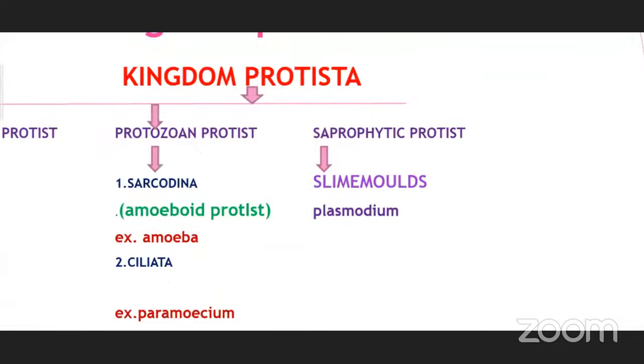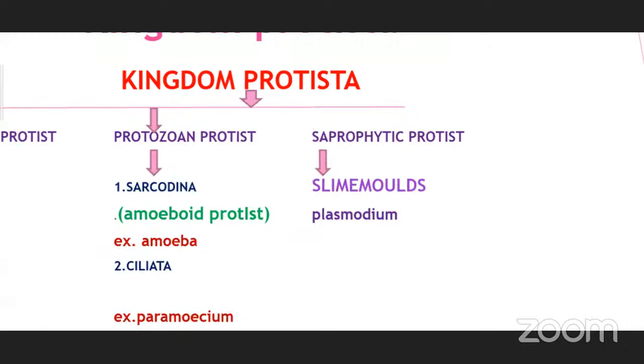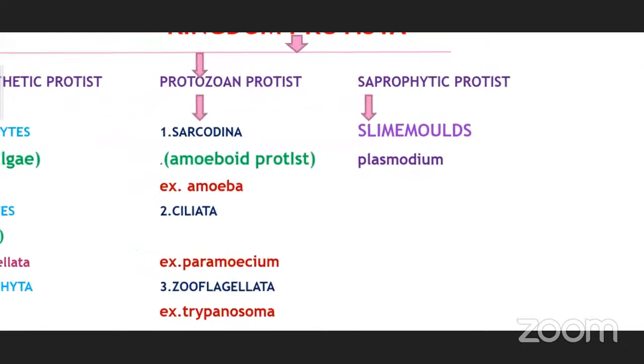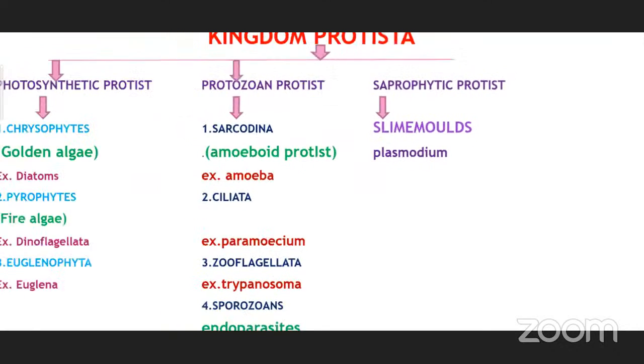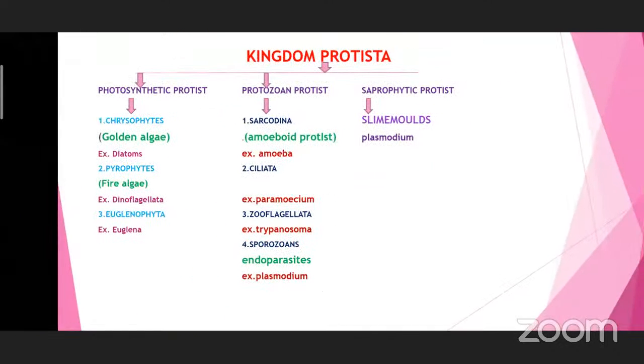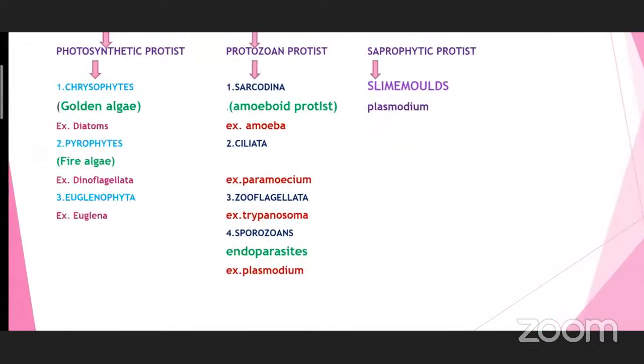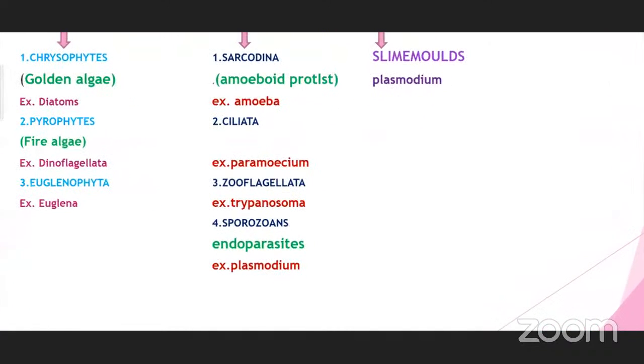Let us move on to the next, saprophytic protist. Saprophytic protists are the fungi type, but these are not placed in fungus because these are unicellular. And here slime molds. Slime mold is an example. In that we are having an example, Plasmodium. Don't get confused with this Plasmodium and that of sporozoan Plasmodium, because this Plasmodium is nothing but a group of cells.